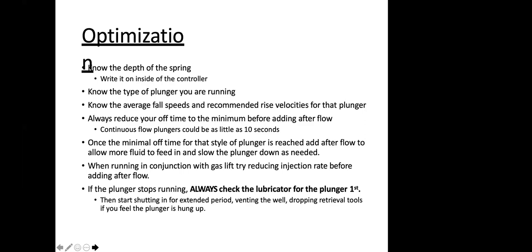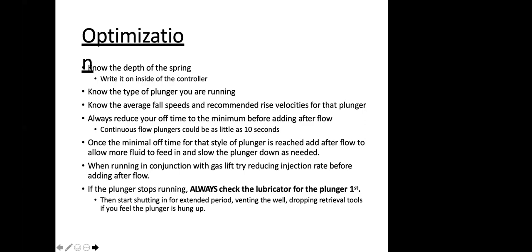Another little rule of thumb is always reduce your off time to minimal before adding afterflow. So when you're starting up a new well, you should not ever add afterflow, especially if it's a higher fluid volume well or a weaker well, until you have minimized your shut-in time. Once your minimal off time is reached for that style of plunger, then you can start to allow more afterflow and allow more fluid to feed in.